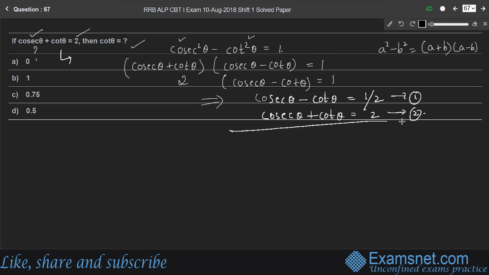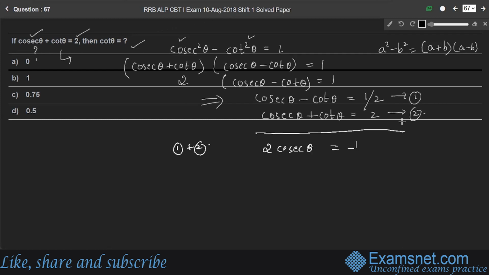So these are simultaneous linear equations. How to solve that? Directly we just add 1 and 2, right? So cosecant theta plus cosecant theta is 2 cosecant theta, and minus cot theta plus cot theta will get cancelled. So we have 1 by 2 plus 2. So 2 cosecant theta is equal to, since 2 is the LCM, 1 plus 2 into 2 is 4, so it becomes 5 by 2. Therefore, the value of cosecant theta becomes 5 by 2 into 2, which is 5 by 4. Cosec theta is 5 by 4.